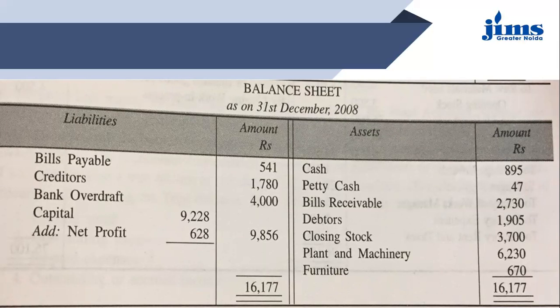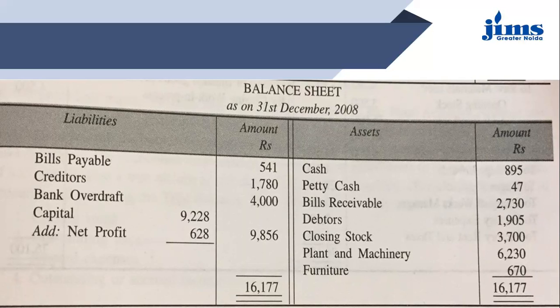As per the liquidity format, we will start with the cash and end up with the most permanent asset in the business. So see, it is starting with cash, then petty cash, bills receivable, debtors, closing stock, whatever item we have missed in the question for the balance sheet, all those we will put in the sequence as per the liquidity.